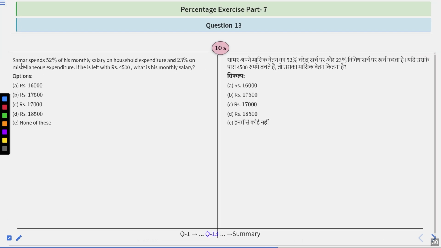Next question is, Samar spent 52% of his monthly salary on household expenditure and 23% on miscellaneous expenditure. If he is left with 4,500 rupees, what is his monthly salary? You have 5 options and 10 seconds to solve this question. Your time starts now.